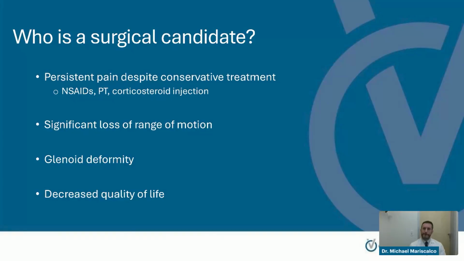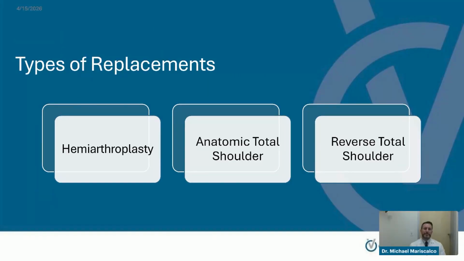Next slide, please. So there are three main types of replacements, and I'd like to go through three of them. The first being a hemiarthroplasty or partial replacement. The second being an anatomic total shoulder replacement. And anatomic simply means replacing it in the native configuration that the human body was designed. And then the reverse total shoulder replacement is where you're switching the position of the ball and the socket. And we will get into the reason for that here shortly. Next slide, please.